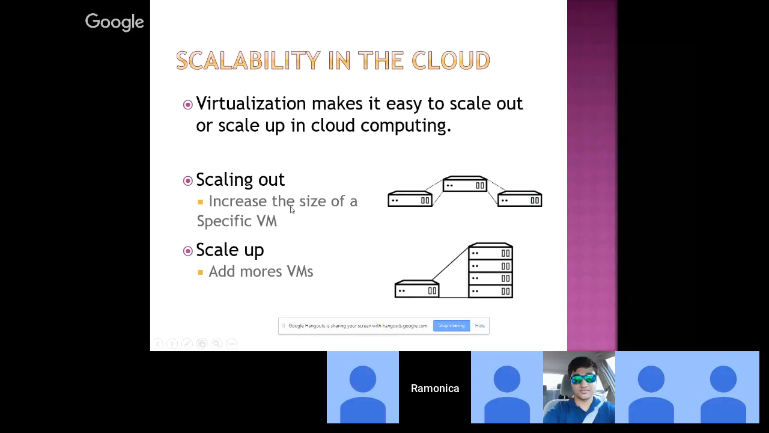Scalability in the cloud. Virtualization makes it easy to scale out or scale up in cloud computing. You can increase the size of a certain virtual machine, or you can add more virtual machines. When an application demands more from a virtual machine, you can either give the virtual machine more resources so it can handle demand by itself, which is scaling up, or you can spin up more virtual machines and disperse demand among them, which is scaling out.